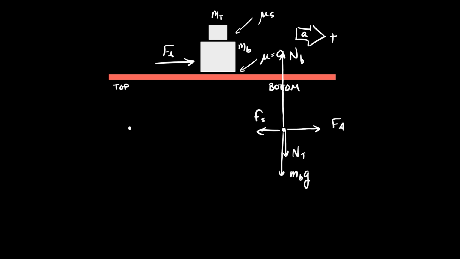At the same time, the only way the top box accelerates to the right is if there's a force on the top box to the right. What force is causing the top box to accelerate to the right? Friction. In this case, the static frictional force created by the top box and the fact that it's in contact with the bottom box is a Newton's third law force. It's an internal force to the system.